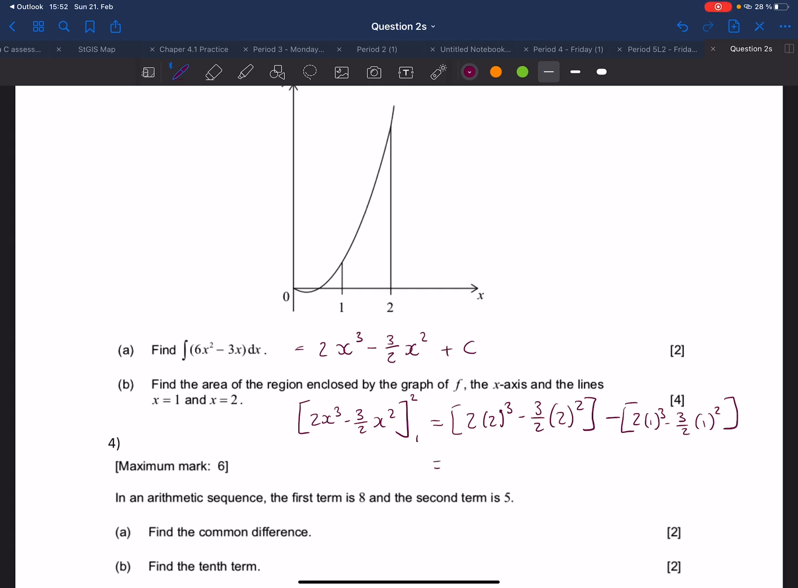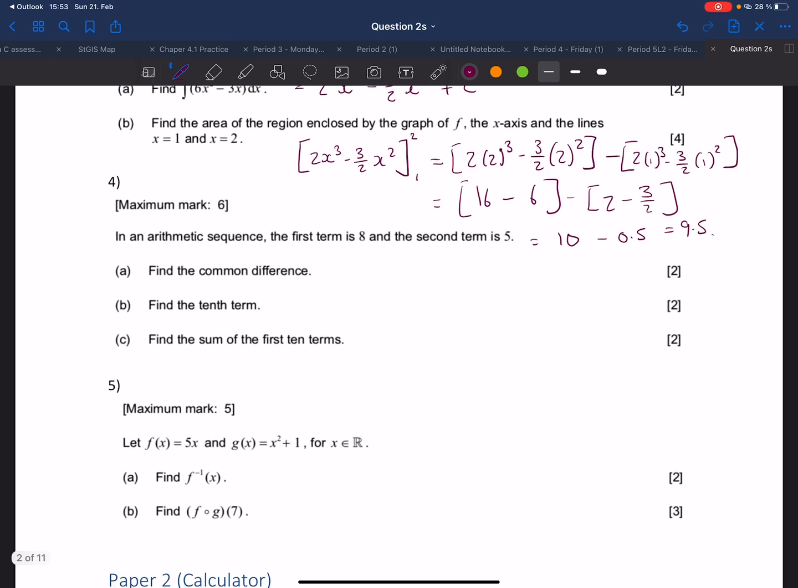So that's 8 minus 4 divided by 2 is 2, 6 minus 2 minus 3 over 2. Definitely work out each bracket first before you do that subtraction. So it's going to be 10 minus 0.5, which is 9.5. There we go.